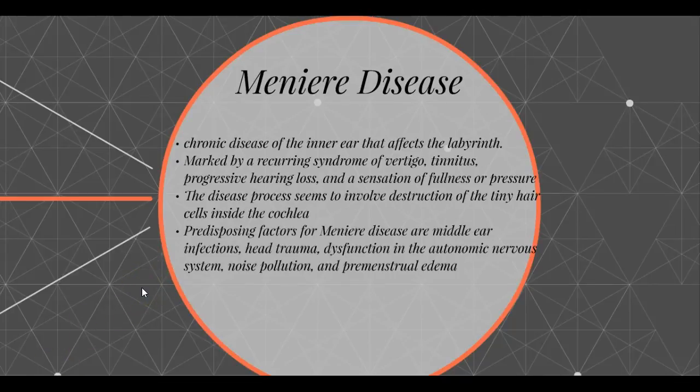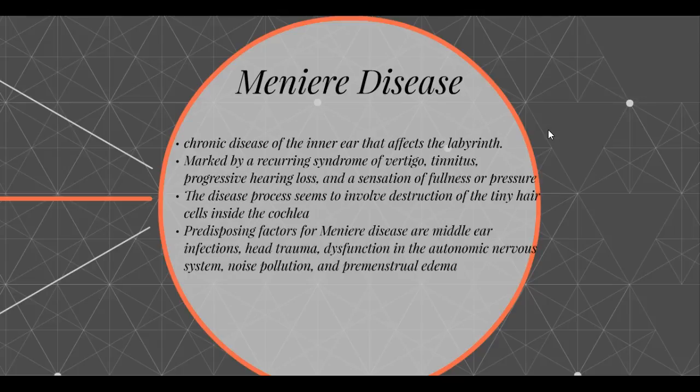Meniere disease is a chronic disease of the inner ear that affects the labyrinth. It is marked by a recurring syndrome of vertigo, which is dizziness, tinnitus, which is ringing in the ears, a progressive hearing loss, and a sensation of fullness or of pressure in the ears. This disease process seems to involve a destruction of the tiny hair cells that are inside the cochlea for some reason, although nobody's really sure why.